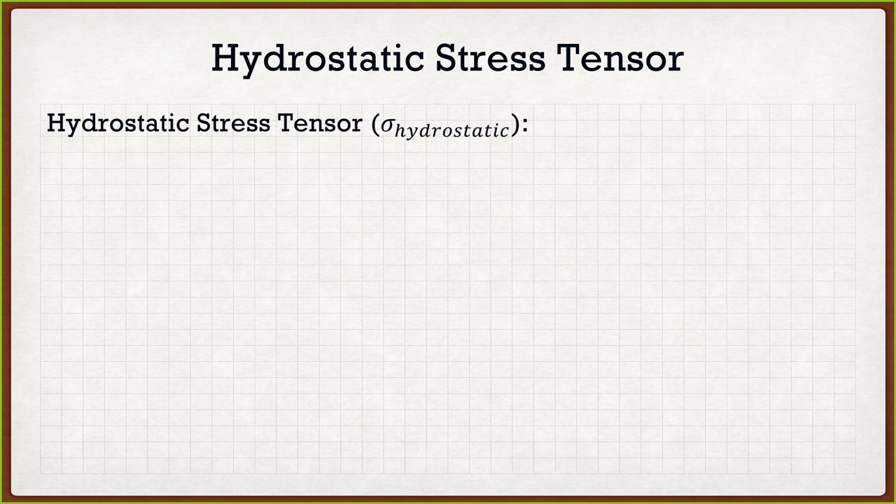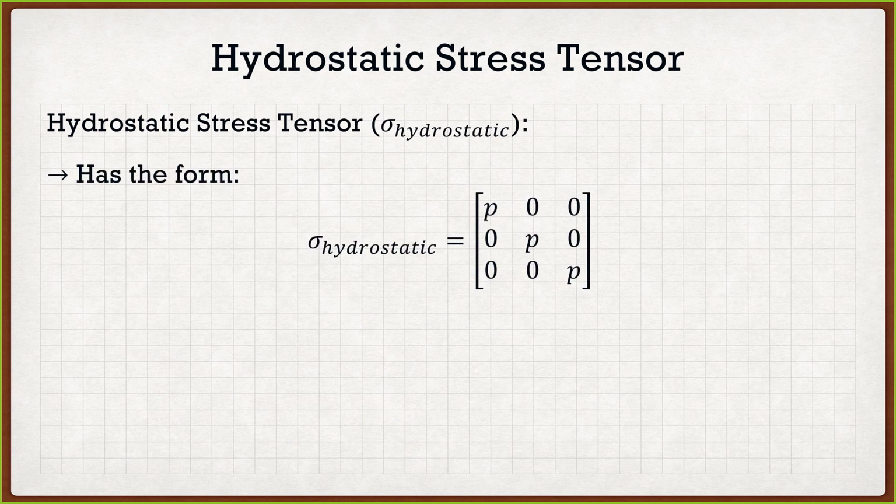So the hydrostatic stress tensor is simply going to be a diagonal tensor. As we can see, the diagonal components are P, P, and P, while everything else is 0.